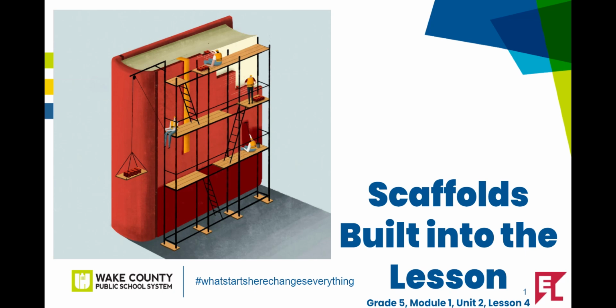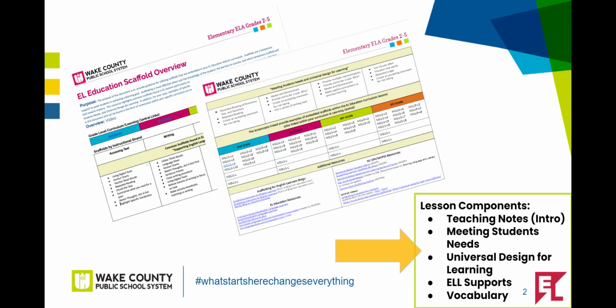Throughout this learning opportunity, we'll focus on examples of scaffolds that already exist within the EL Education lessons using Lesson 4 from Grade 5, Module 1, Unit 2. An EL Education Scaffold Overview document for elementary ELA grades 2 through 5 can be found in Learning Central under the appendix within each grade level module and in the teacher planning tools for your grade level curriculum. Please refer to this document for additional supports as you plan.